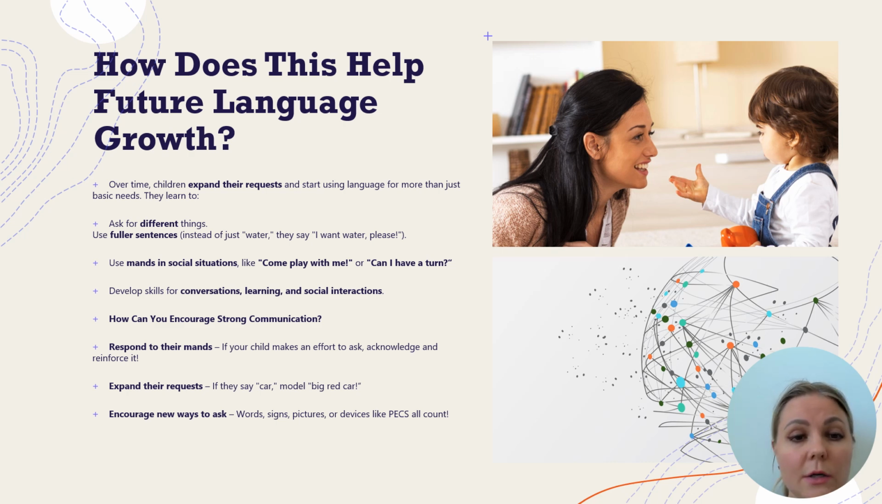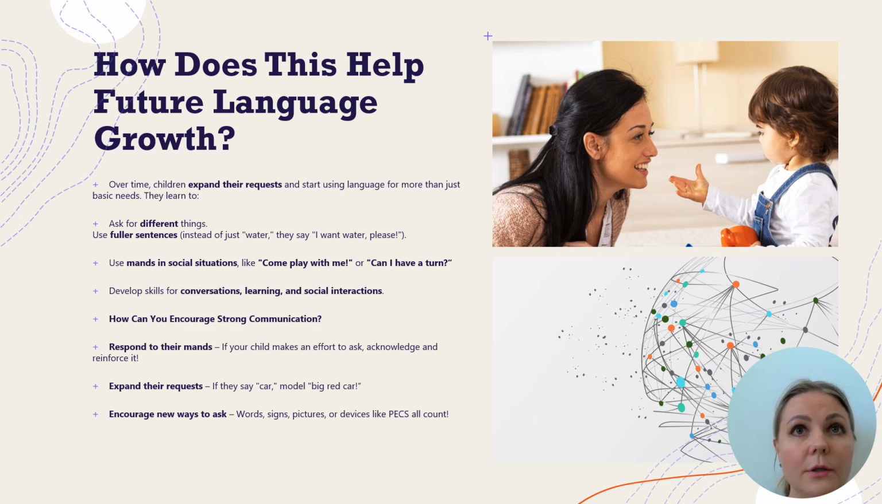Over time, children expand their requests and start using language for more than just basic needs. They learn to ask for different things and use fuller sentences. Instead of just water, they say, "I want water, please." They use mands in social situations like "come play with me" or "can I have a turn?" They develop skills for conversations, learning, and social interactions.